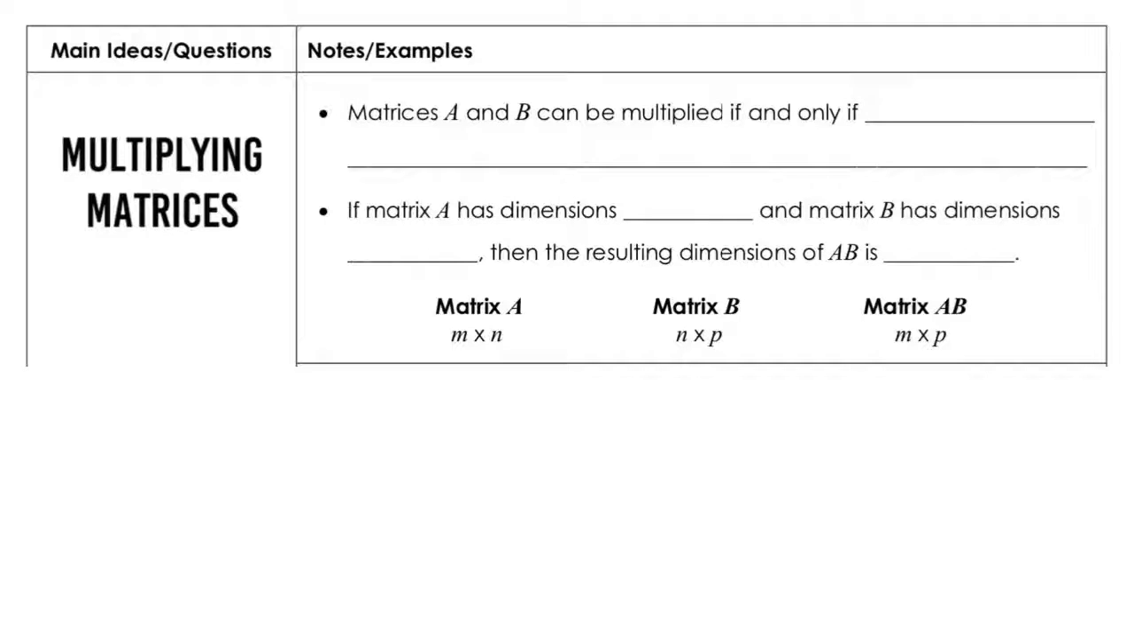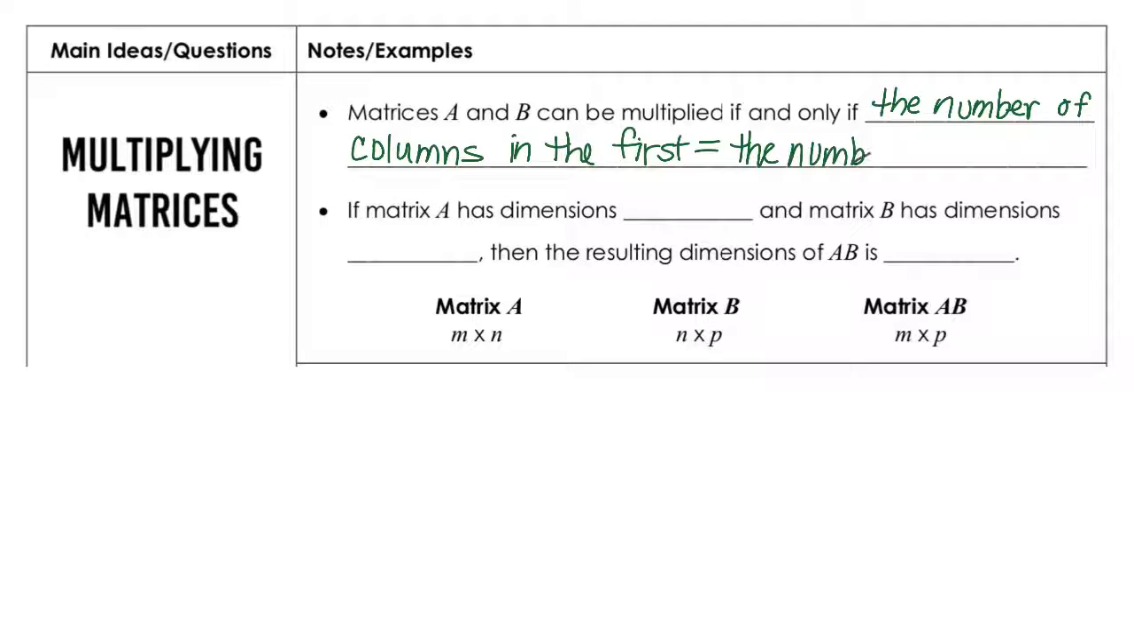Okay, when you're multiplying matrices, A and B can only be multiplied if and only if the number of columns in the first is equal to the number of rows in the second.